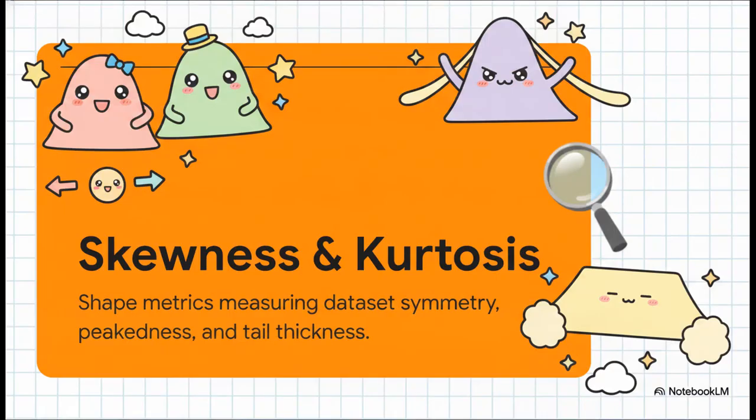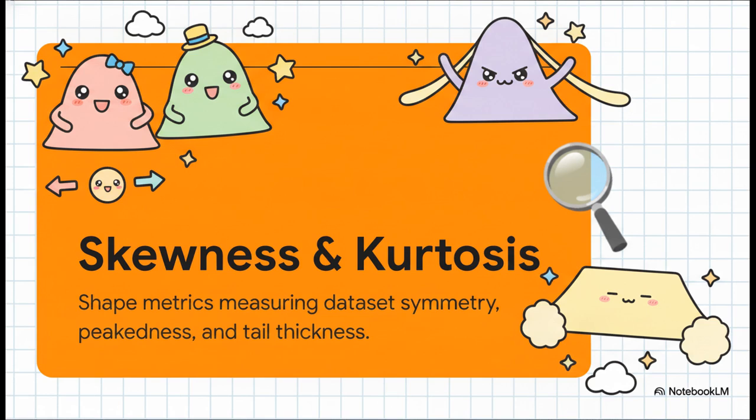Now let's slow down for just a second, because these next 2 are incredibly powerful advanced shape metrics. Data doesn't just spread out, it takes on very specific shapes. Skewness tells us about symmetry. Does your data lean heavily to one side? And kurtosis, well, that measures the peakedness and, crucially, the thickness of the tails.